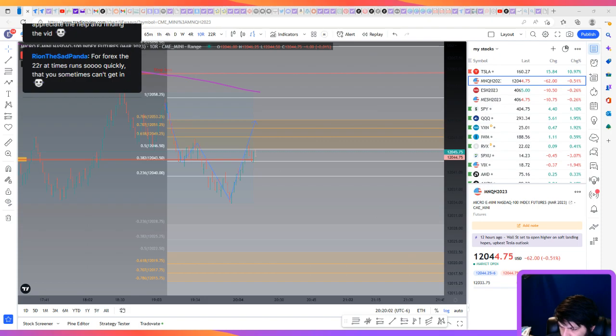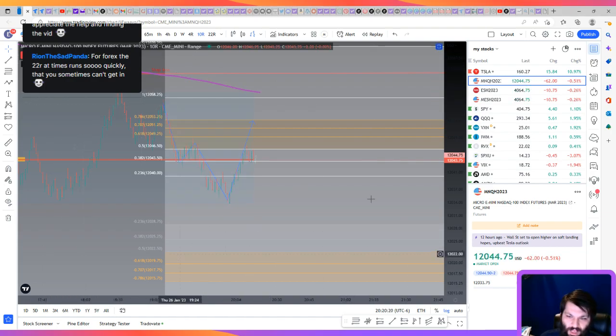For Forex, the 22 range at times runs so quickly that you can't get in. So understand this, this is the question that's being asked right here. Every single index or whatever that you play is going to have its own range that you need to pick for it. So what I showed you is just for what I'm showing you, like the 4 range and the 10 range, right?